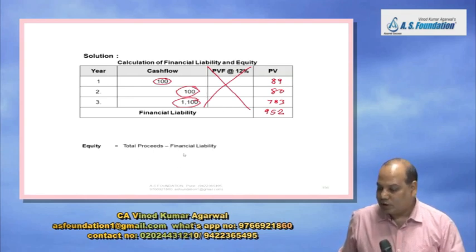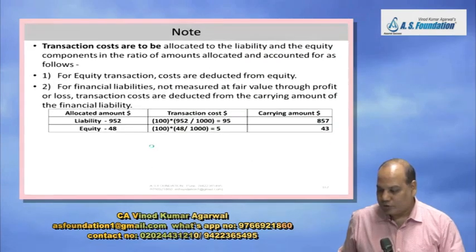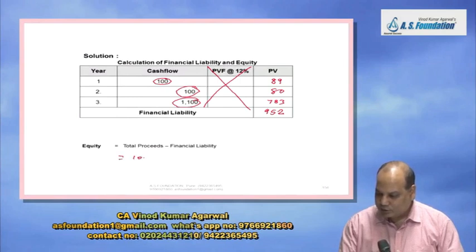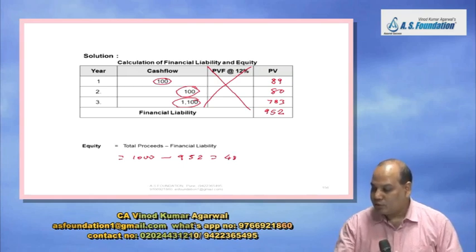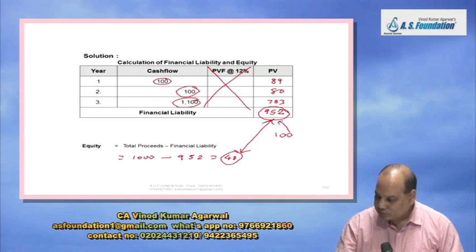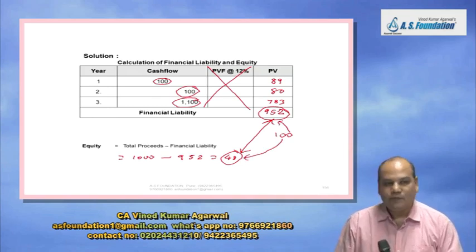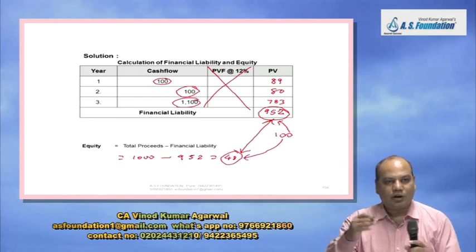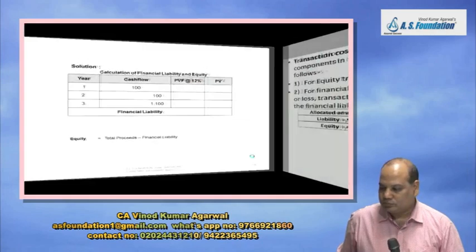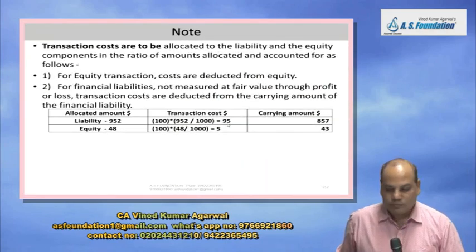Total proceeds minus financial liability. Total proceeds is how much? 1000. Financial liability 952. So equity will be 48. Now you understand why I have taken this problem. The transaction cost of 100 will be apportioned in the ratio of 952 to 48. Just try apportioning 100 in the ratio of 952 and 48. How much? So this is 95 and this will be 5. Just check. Is it right?